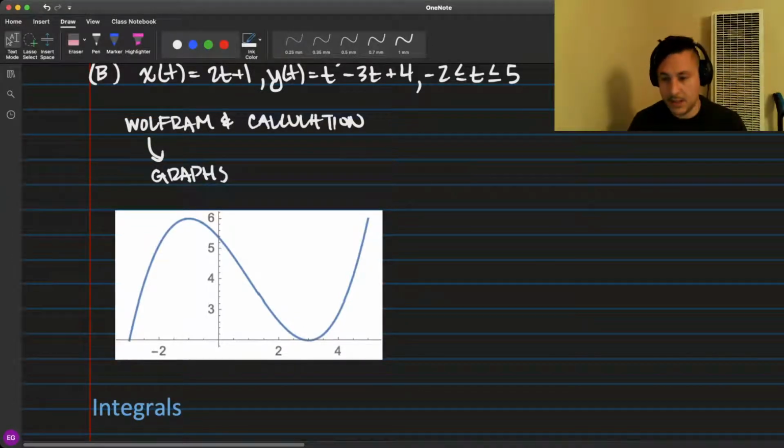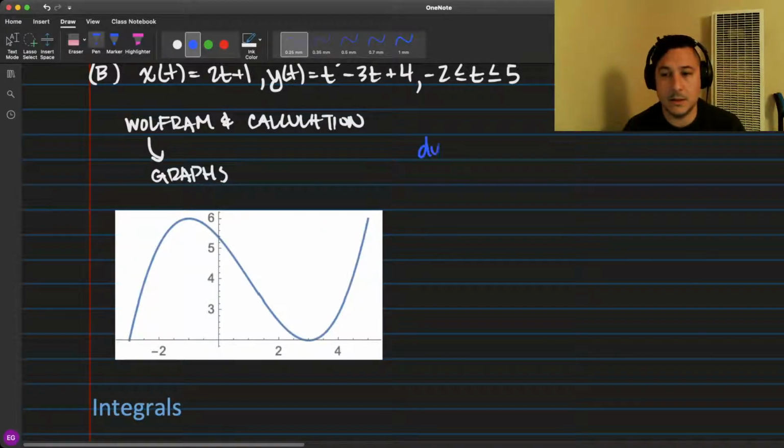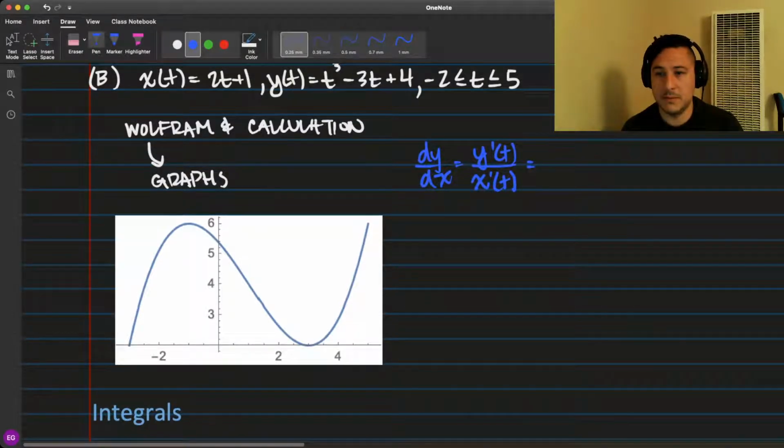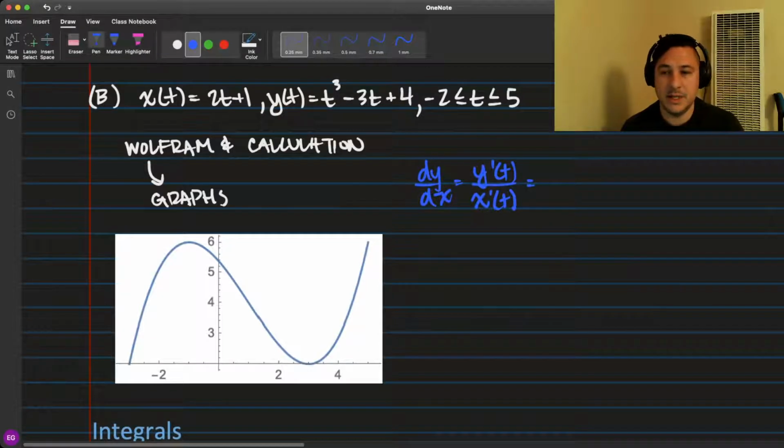So what are we going to do now? Let's go and calculate dy/dx, which we know will be y prime of t over x prime of t. So our derivative is going to be: the derivative of t cubed is 3t squared. The derivative of minus 3t will be minus 3. The derivative of 4 is a constant, so you get 0. And on the bottom you get 2.